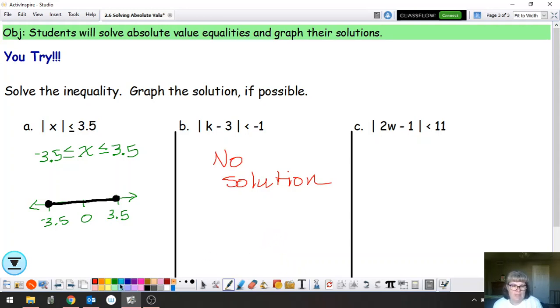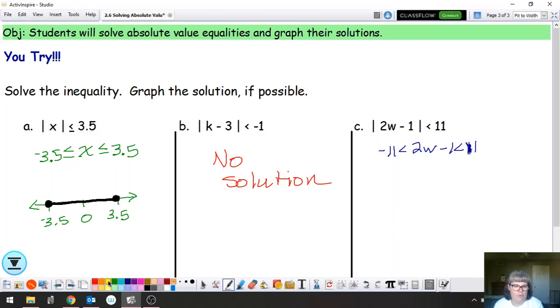For C, we have absolute value of 2w minus 1 is less than 11. So we're looking for values that have an absolute value or a distance that is less than 11. So that's going to be everything between 11 and -11. So we're going to write that as a compound inequality. We're going to write that sandwich.